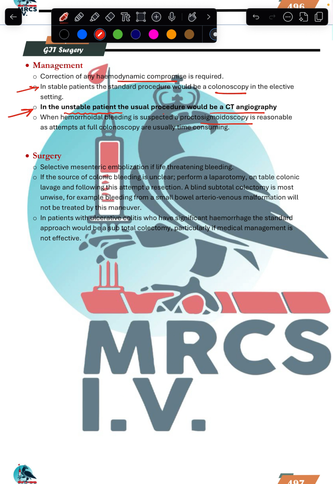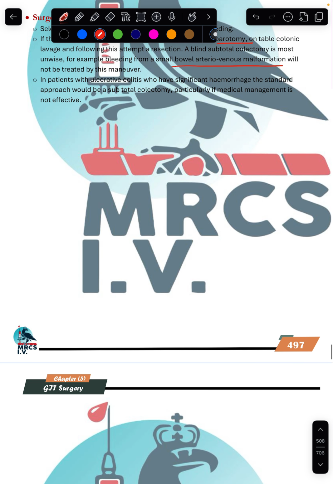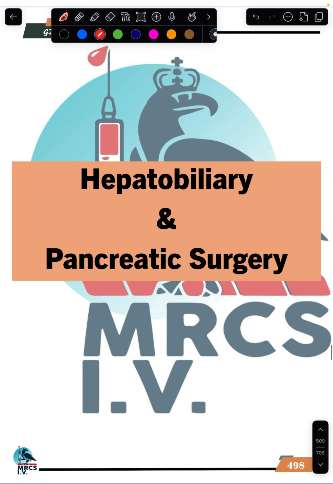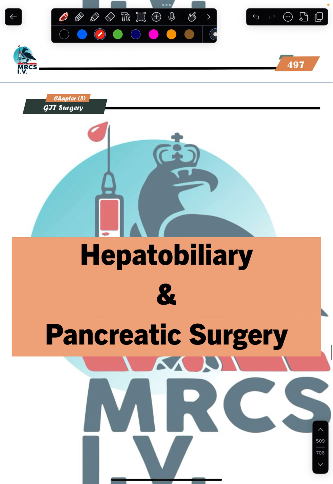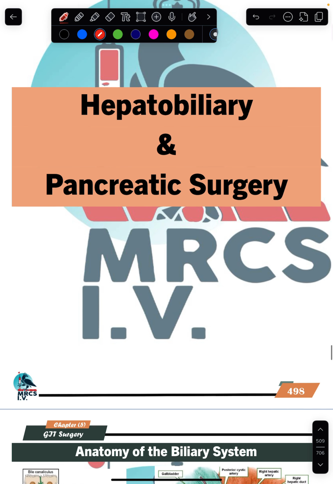Surgery, selective embolization if life threatening. If the source of colon bleeding is unclear, perform laparotomy and on-table colonic lavage. A blind subtotal colectomy is most advised. Small bowel angiodysplasia may be treated endoscopically. In a patient with ulcerative colitis with significant hemorrhage, medical management is typically not effective. So this was the part on upper GI bleed, stomach and all that. We have completed up to this.